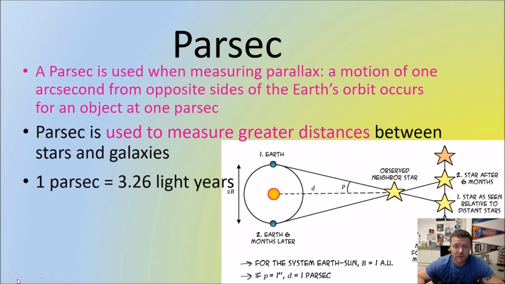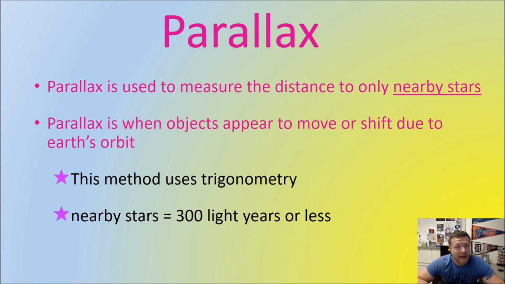Keep in mind that it is used to measure big distances, like between stars, between galaxies. It's not used to measure how far away the moon is. It's equal to about 3.2 light years, and it's calculated by having one star move 1 arc second when Earth is on different sides of its orbit. It's not a time. But we can actually calculate how far away that star is located.